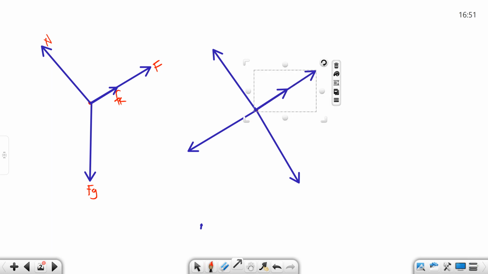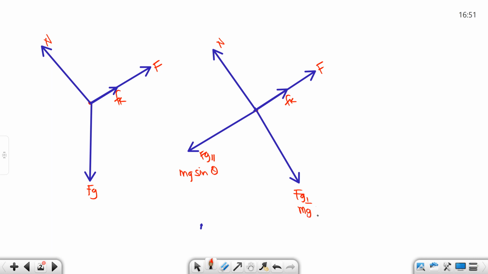Friction. Applied force. So that's my force applied. That's my friction. That's my FG parallel. That's my FG perpendicular. Now, this is a routine that everyone should know. Be able to break down the force of gravity into vertical and horizontal components, and instantly write down this formula: mg sine theta.